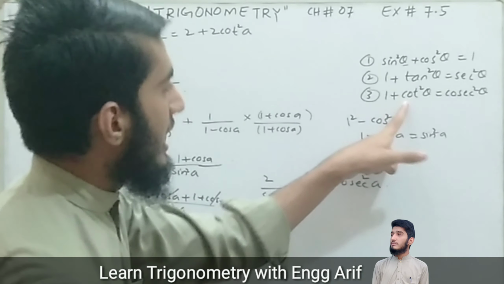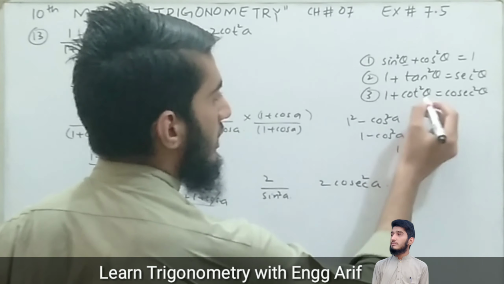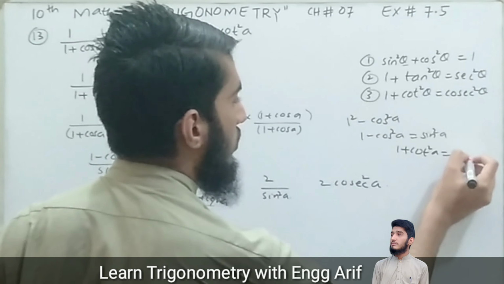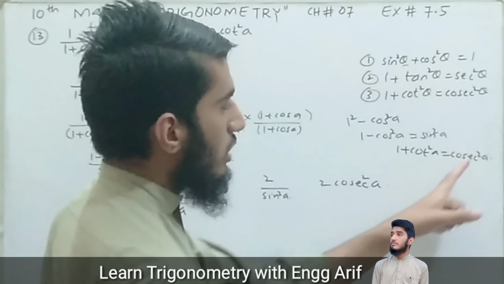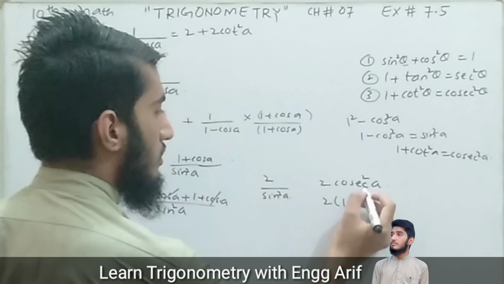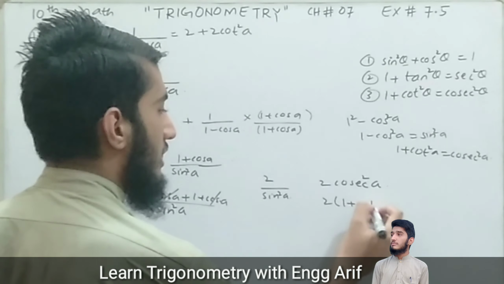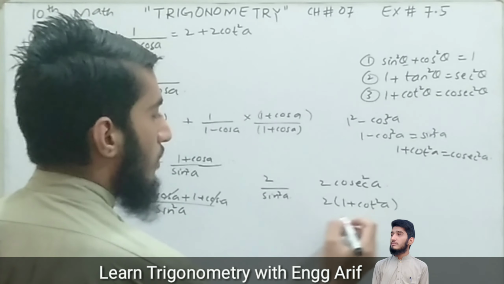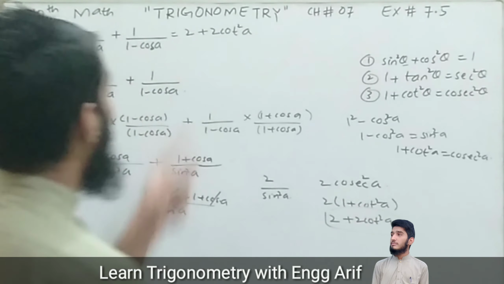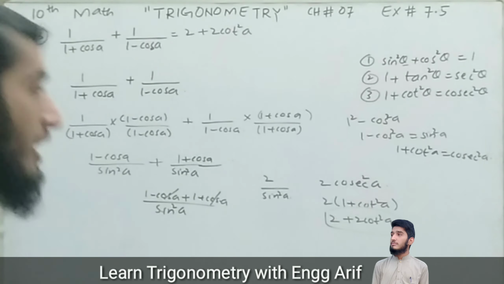Now you know there's this identity, 1 plus cotangent square theta equals cosecant square theta. Replacing theta with a, 1 plus cotangent square a will be equal to cosecant square a. So the value of cosecant square a is 1 plus cotangent square a, so put it over here. Multiply 2 with both of them, it becomes 2 plus 2 cotangent square a. Hence we prove 2 plus 2 cotangent square a.